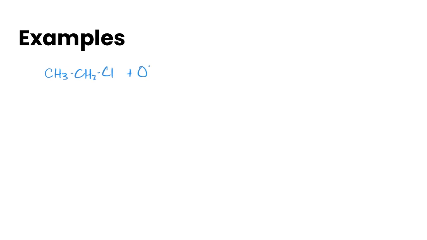If we react that with OH minus, that is our nucleophile. It has a lone pair of electrons on the oxygen, so it's going to attack the carbon that's attached to our leaving group, and then our chlorine is going to go bye-bye. It's a substitution reaction. We're substituting the chlorine with our nucleophile, and our other product is going to be our chloride ion.